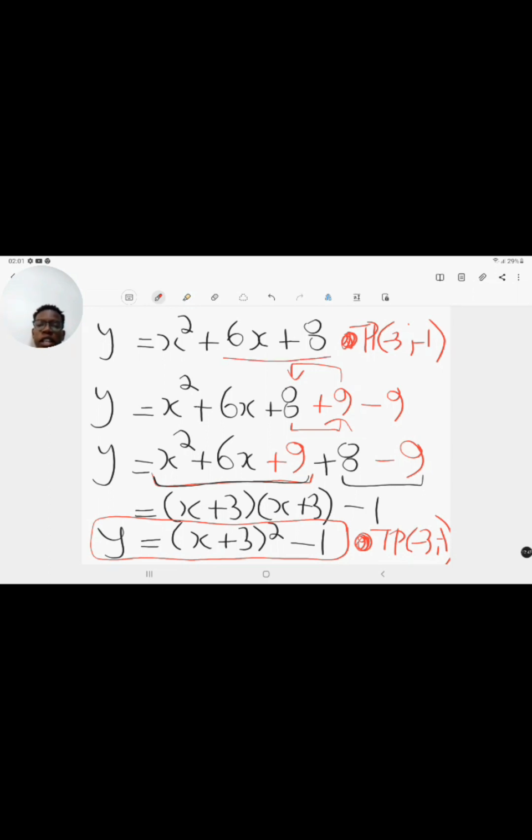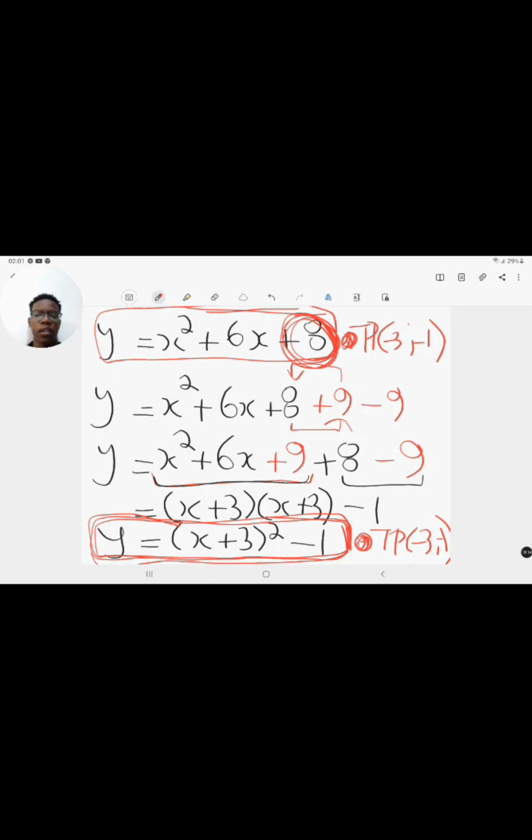But you see, you can't tell what the turning point is from this equation, but you can immediately tell what the turning point is from this equation. So there are advantages. The advantage of this one is that you can immediately tell what the y-intercept is. The y-intercept is 8, but you can't tell that from looking at this standard form.